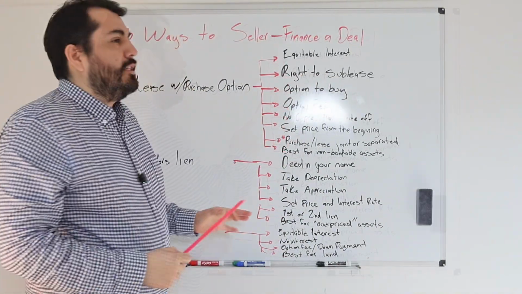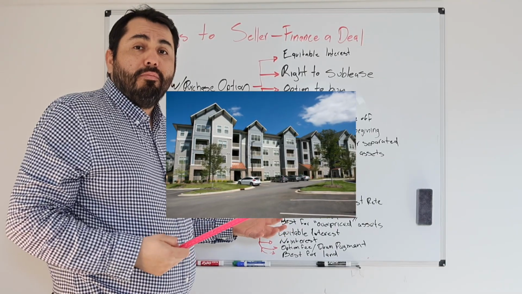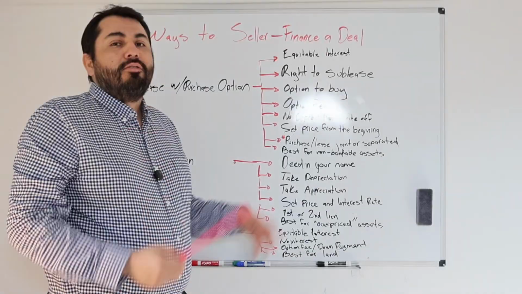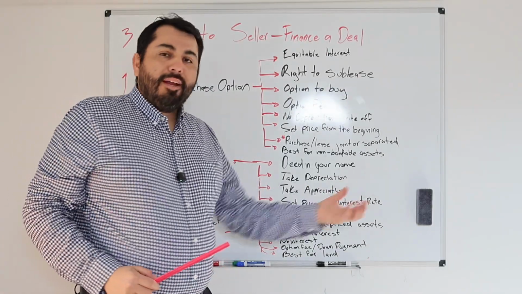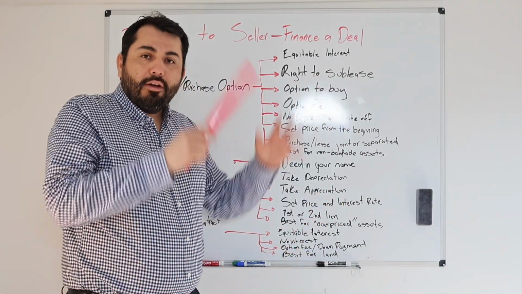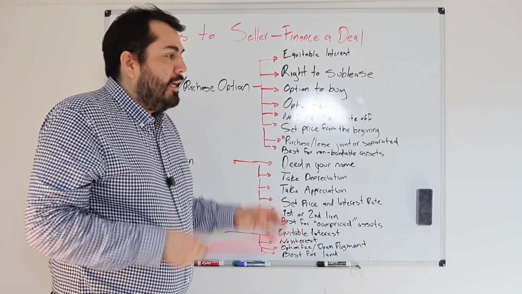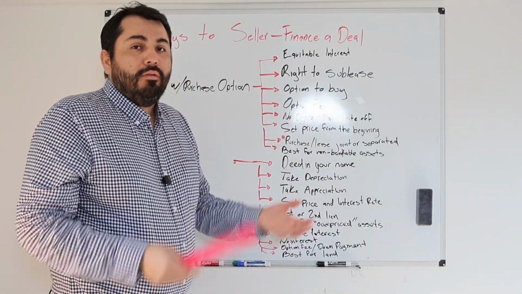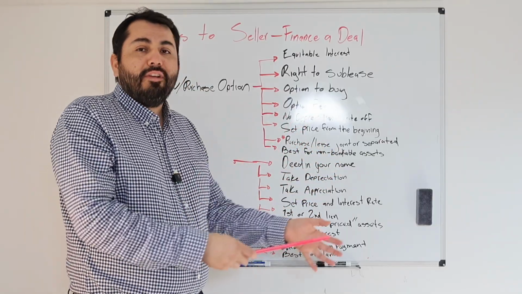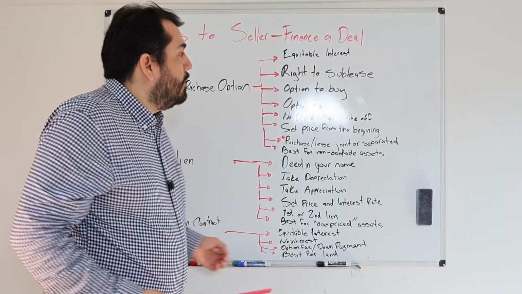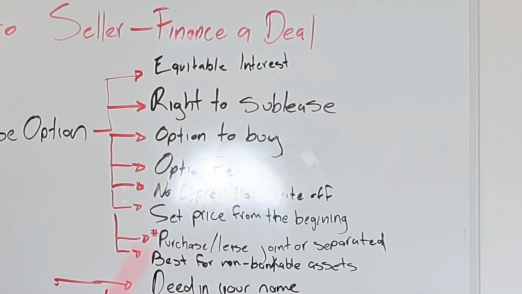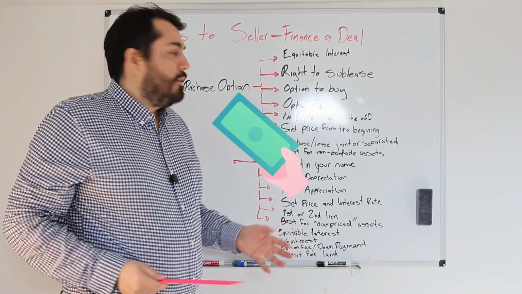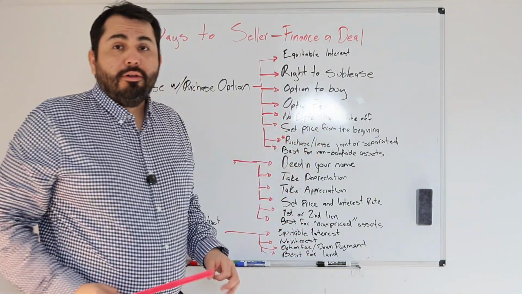If, for example, you want to lease an apartment complex, then you need the right to sublease, because remember, you are paying rent for the whole apartment complex, and then you have the right to sublease each apartment, of course, for more than you are paying to the owner. So if you want to buy the property, you need an option to buy.